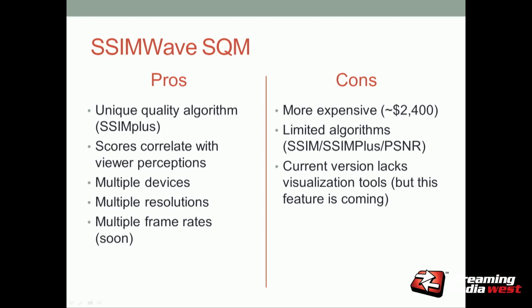So the pros of the SSIM Wave SQM tool is that it's got a unique algorithm, SSIM Plus. SSIM is very well respected. This is the next generation algorithm, and it's even more respected by the quality geeks in the video industry. The scores do correlate with viewer perceptions. That's pretty useful. It's a major frustration with VQMT. If you get a score of 2.4, you don't really know what that means. You know it's better than a 2.5, but you don't know if it's good or bad.